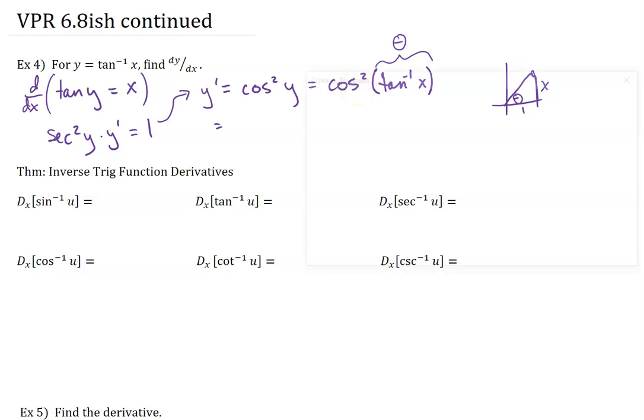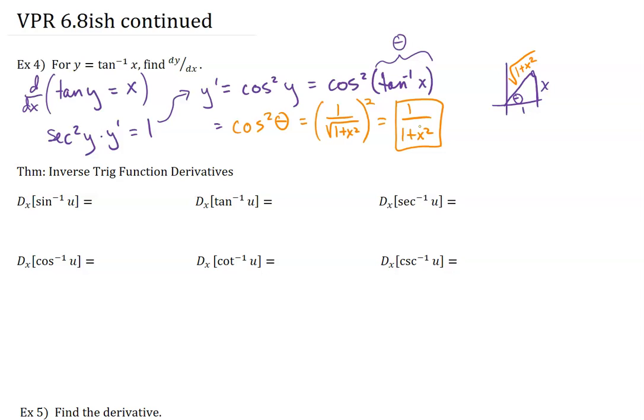Okay, switch colors here. So using the Pythagorean theorem, this side right here is root 1 plus x squared. Then you don't need to write this in-between step, but we have cosine squared of theta, which is equal to, and cosine is 1 over root 1 plus x squared, and then that quantity is squared. When we square that, we get 1 over 1 plus x squared. So 1 over 1 plus x squared is the derivative of tangent inverse of x.